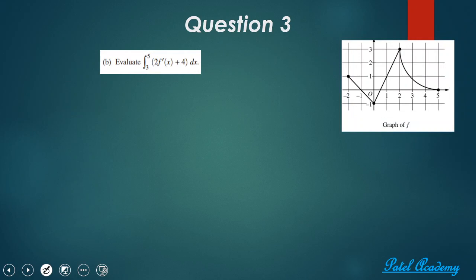Okay. Evaluate the integral from 3 to 5 of 2 times f prime of x plus 4 dx. Alright, so what am I going to do? Well, I'm going to say that this integral can be split up into its components. I'm going to do a couple of steps. So for this first integral, I'm going to pull out the constant. For the second integral, it's just 4. Alright, and so what we get is that, what can I do here? Well, I see a derivative inside an integral.